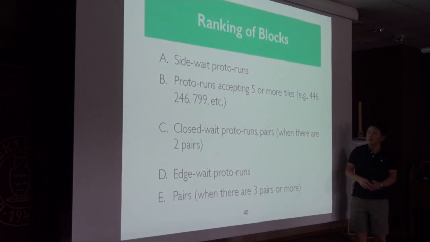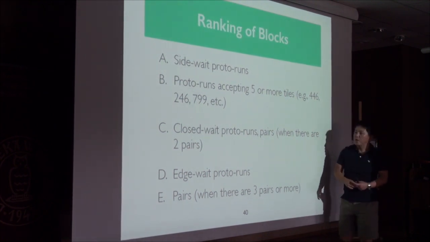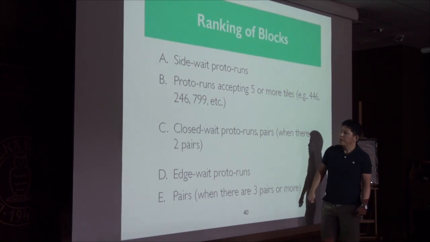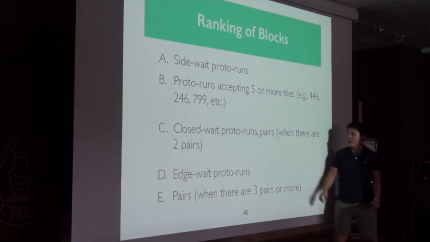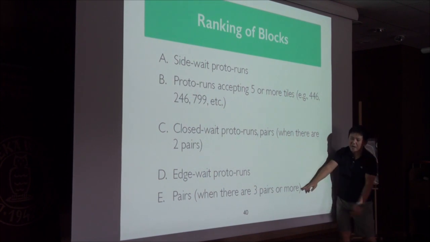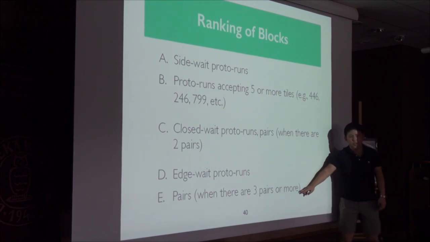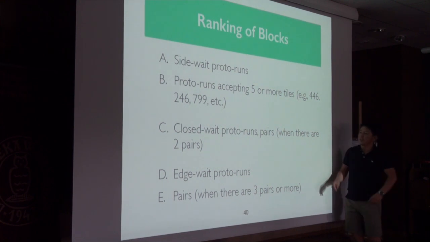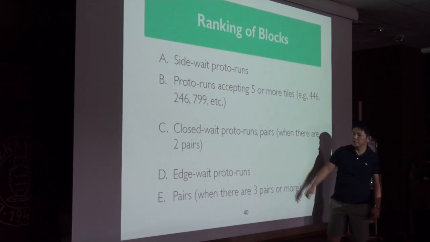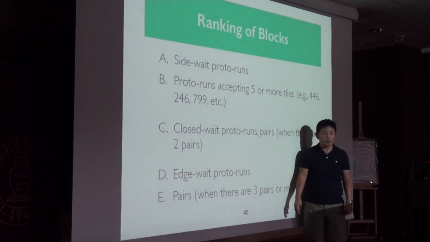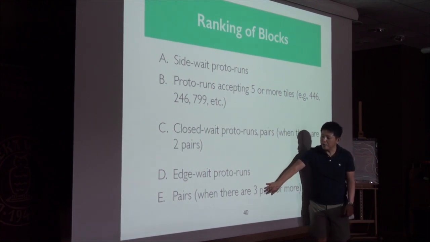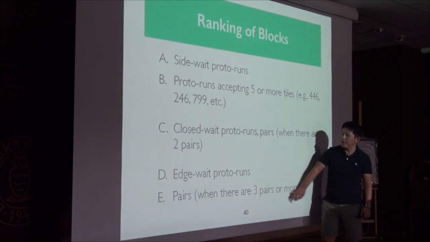Followed by closed wait protrans, like 1, 3, or 2, 4, or 7, 9. And pairs when you have 2 pairs. When you have 3 pairs in hand, pairs are the least useful blocks to keep. Right? So depending on the number of pairs in hand, you may want to keep a pair or you may want to discard a pair. So the next one is edge wait protrans, right? So you discard from the pair when you have 3 pairs in hand.